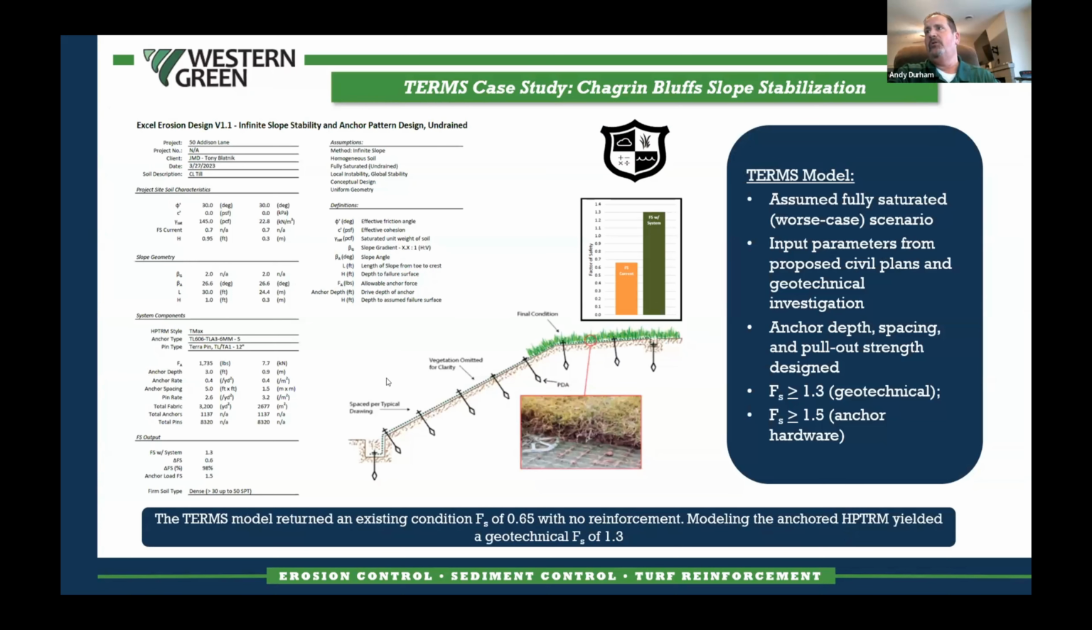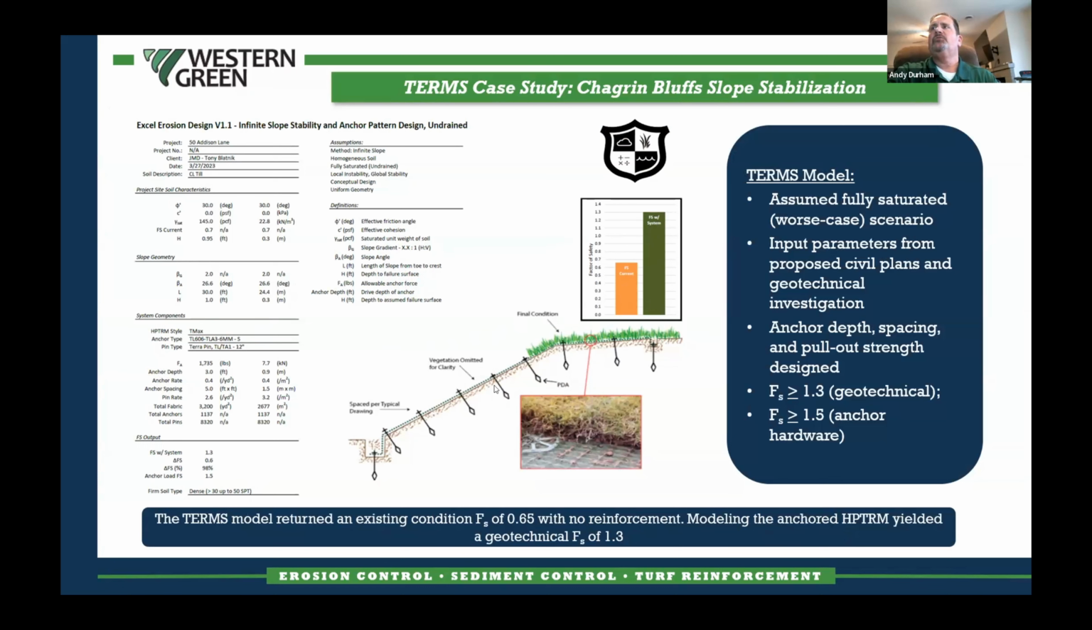It was not globally stable. It was not geotechnically stable. As a matter of fact, the factor of safety against sliding slope failure was 0.65 in the existing condition. And with our anchor pattern, and I'll show you that in a minute, we got that factor of safety up to 1.3, which was the targeted factor of safety for this slope.